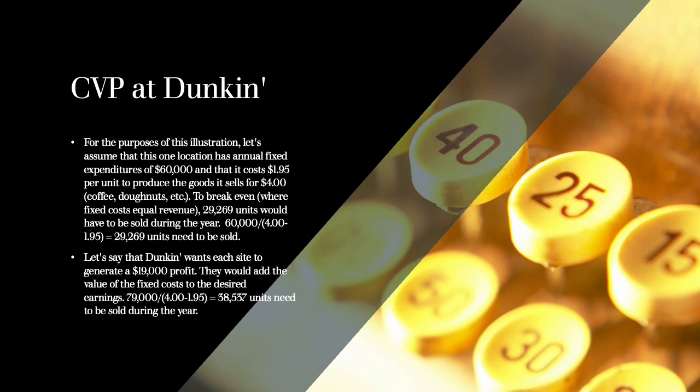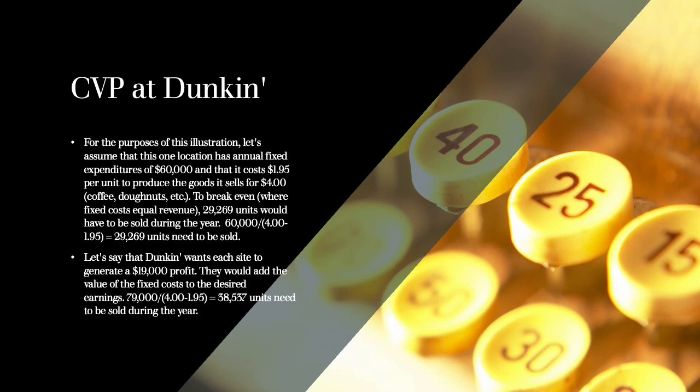Let's say Dunkin' wants each site to generate a $19,000 profit annually. They would add the value to the fixed costs and find that they need to match $79,000 a year. So we would have the same equation, but rather than $60,000 for fixed costs, we'd have $79,000 for fixed costs plus desired profit margin, giving us 38,537 units needed to be sold during the year.